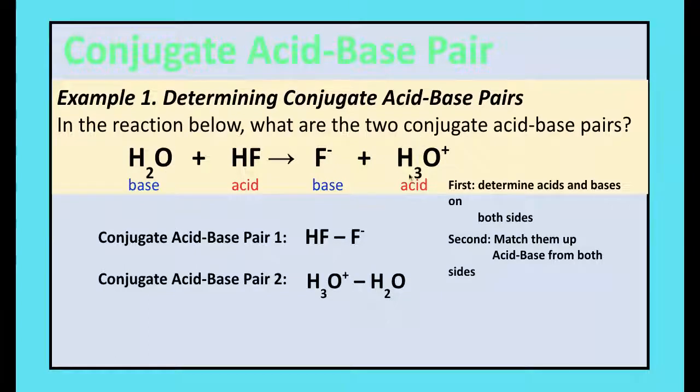Same thing over here. We identified this product as the acid, the conjugate acid, and then its base was the water. So even though this is on the product side, you're still going to write it first. So it's going to be H3O plus dash H2O.